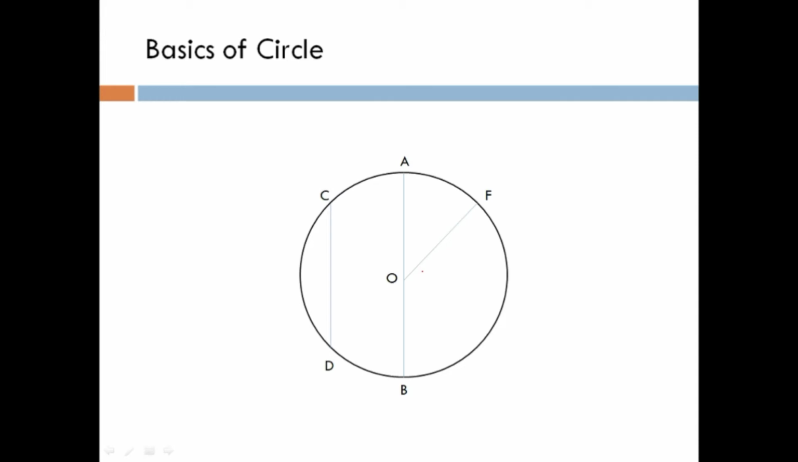In this circle we have OF as the radius. So OF is the radius of the circle. Now why is it called the radius? Because it is the line joining the center of the circle and a point on the circumference of the circle. So this is the radius of the circle.